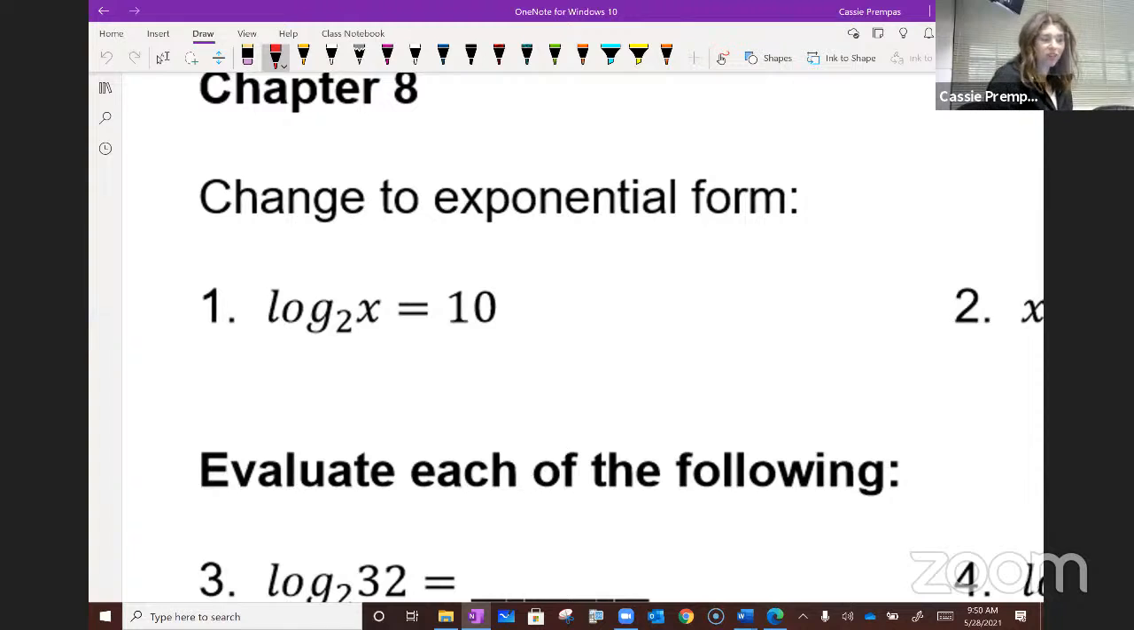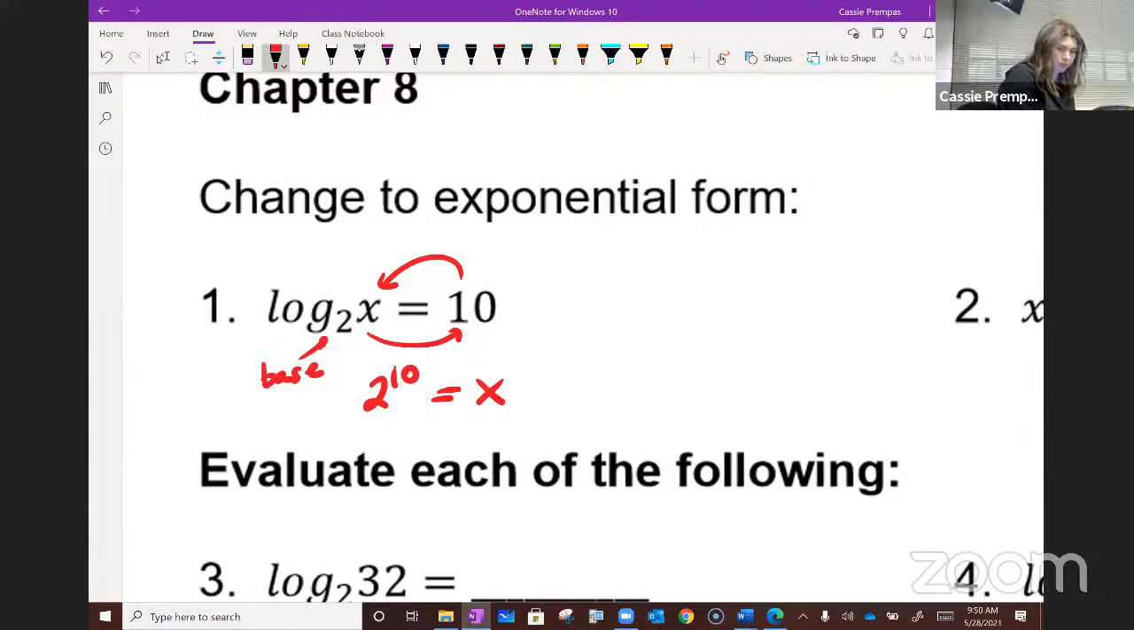So there's a specific number that's the base. That's going to be holding up another number. 2. Good. 2 to the 10 equals x. The base is the subscript of the log. And then that's going to be holding up the other number. And then it's going to equal that other value. Nice job, Molly.